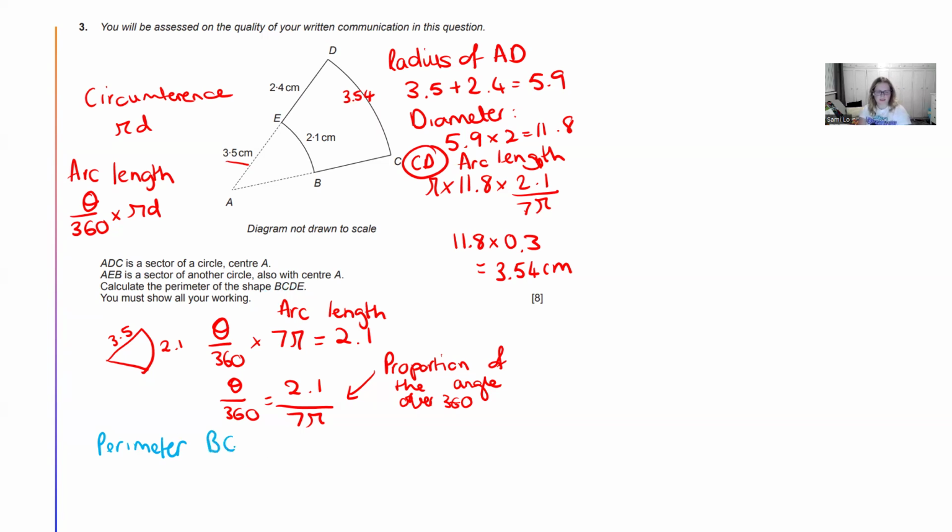So we've got B, C, D, E. Right, so EB is 2.1. ED and BC are both 2.4. That's going to be a plus. And then the last bit is our 3.54. Add them all together. So we got 2.4 plus 2.4 is 4.8.